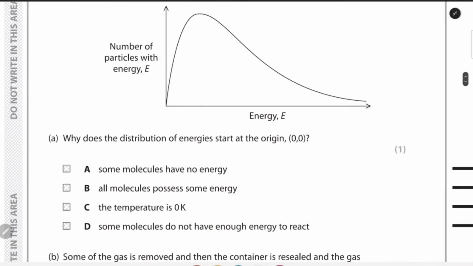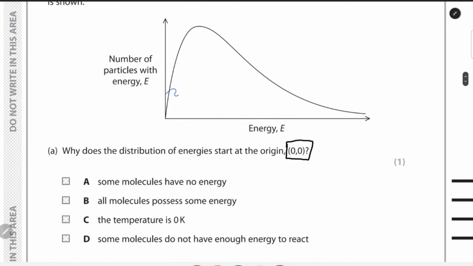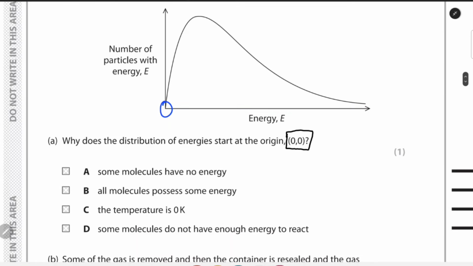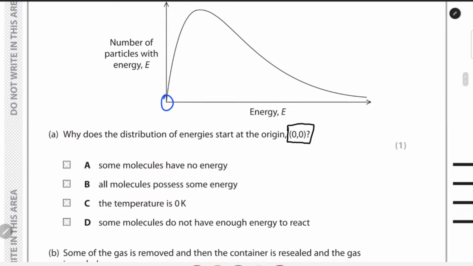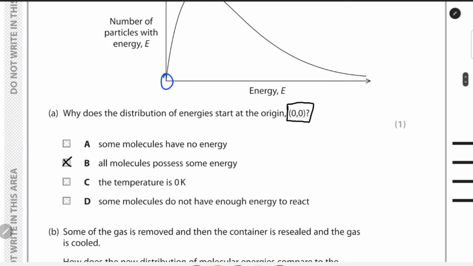In question 17, we are asked why the distribution of energy starts at the origin. So basically, why is the number of particles for E equals 0 at 0 and not over here? Why is the y-intercept at 0 instead of being at some value like this? This is because all molecules have some energy in some way. So there are no zero energy particles. So B is the answer.